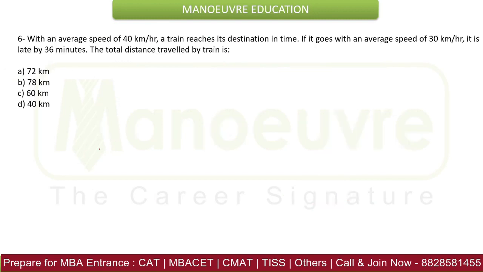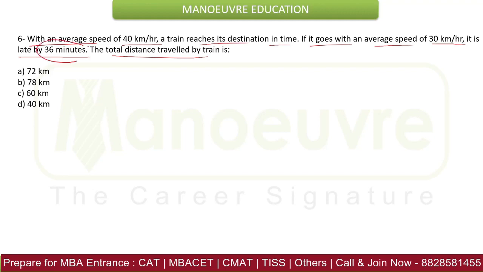Now let's have a look at this question. With an average speed of 40 km per hour, a train reaches its destination in time. If it goes with an average speed of 30 km per hour, it is late by 36 minutes. The total distance travelled by the train is what they are asking us over here.